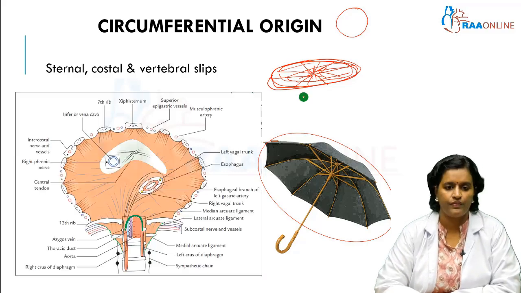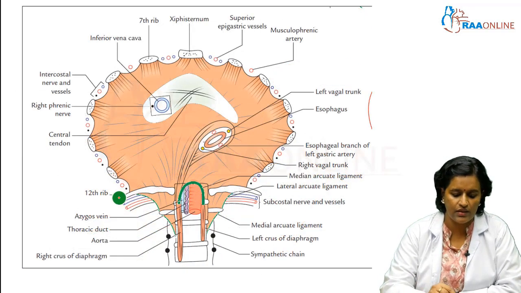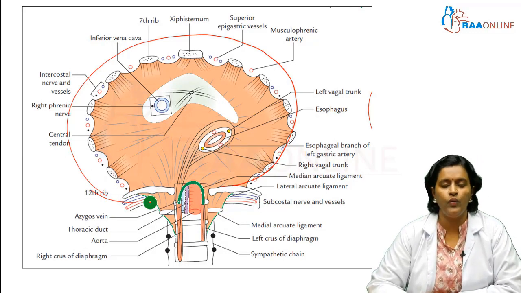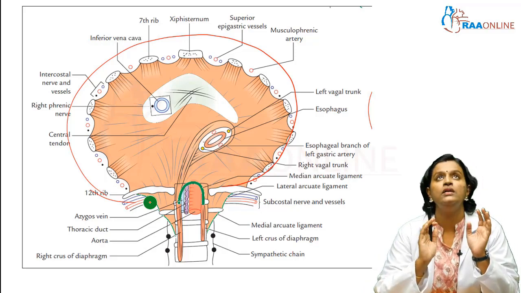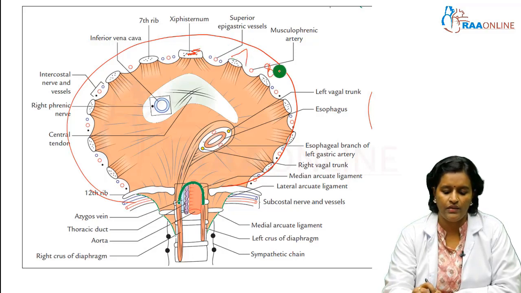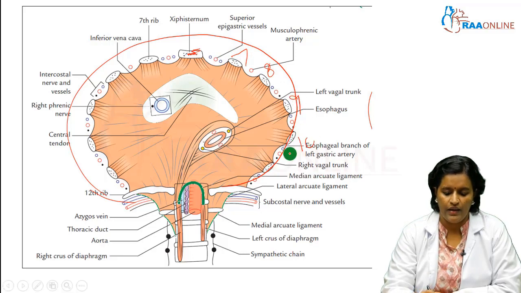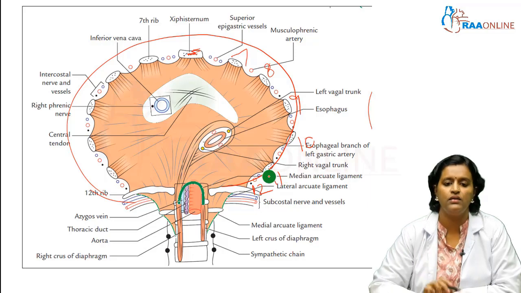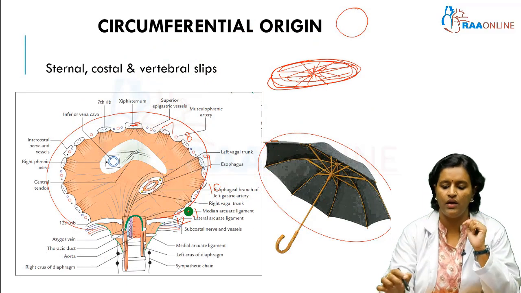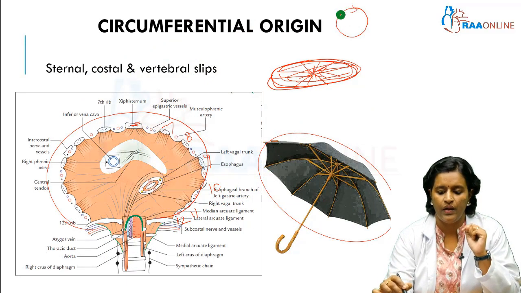From where? Let's see. So, this is the circle we were talking about. This is a view of the diaphragm from inferior. From within the abdominal cavity, we are viewing the diaphragm just like this. So, here what do we see anteriorly? This is the sternum, the lowest part of the sternum. Then we have the lower ribs, the 7th, 8th, 9th, 10th, 11th, and this one is the 12th rib on either side. So, the periphery of the circle is formed by the sternum, then the ribs.